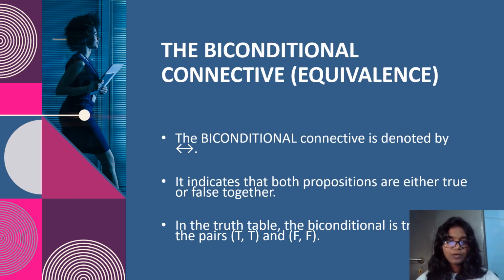Now we are going to see the biconditional connective, which is also known as equivalence. The biconditional connective is denoted by a double-sided arrow, as we saw in the previous conditions. It indicates that both propositions are either true or false together. In the truth table, the biconditional is true for the pairs true, true and false, false.